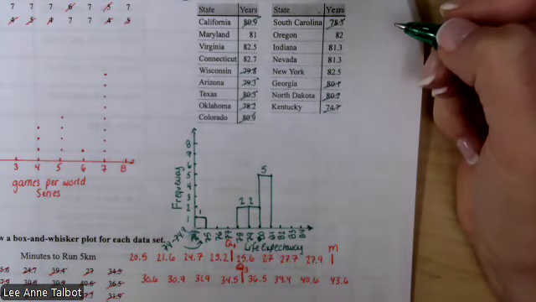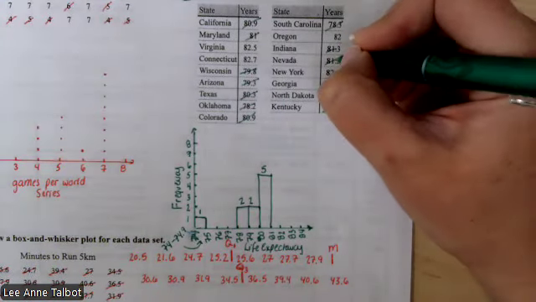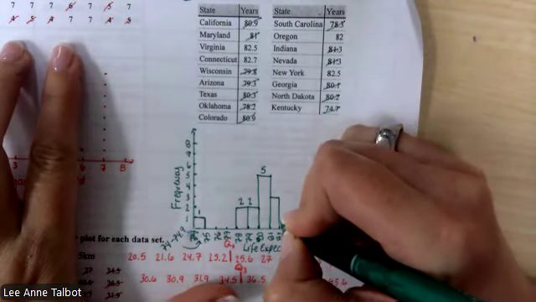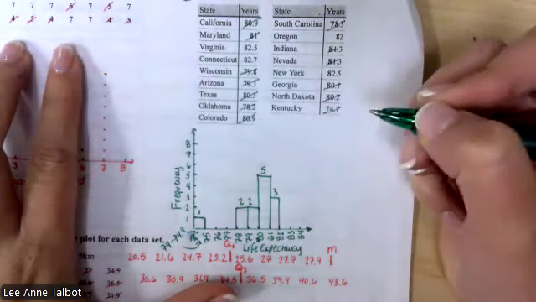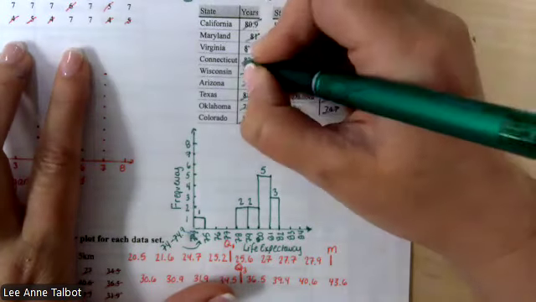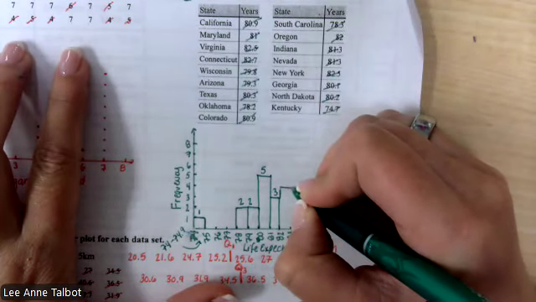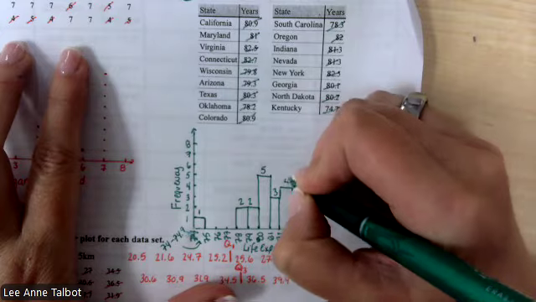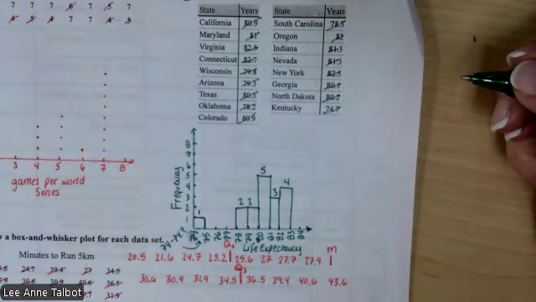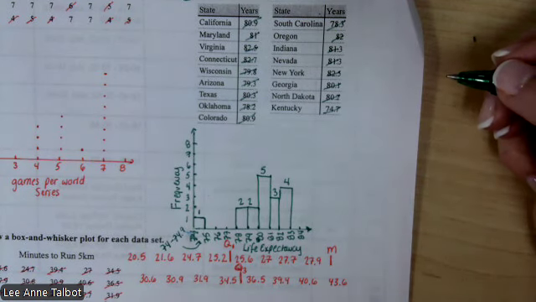Okay, how many are in the 81s? 1, 2, 3. And how many are in the 82s? 1, 2, 3, 4. And that's it. That's how you make a histogram.